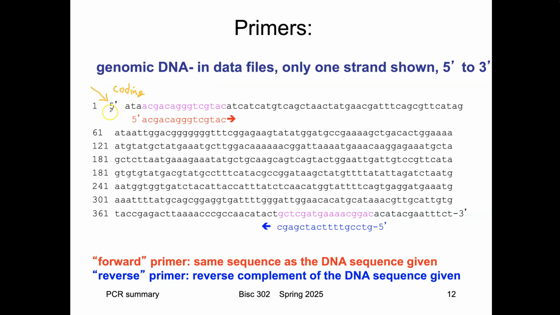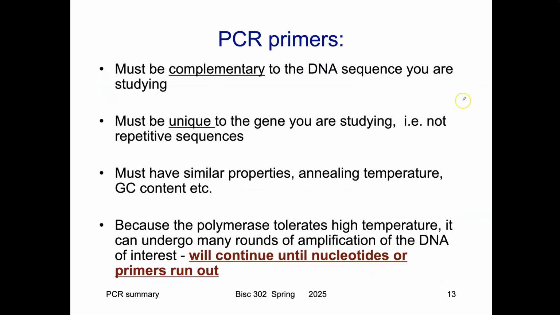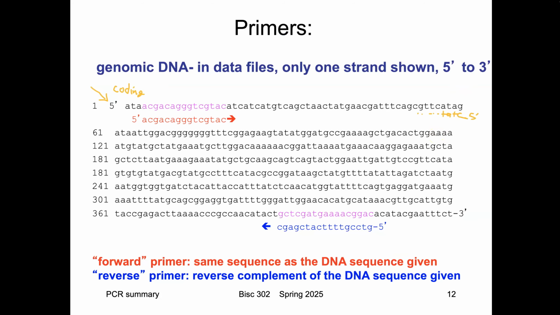Now DNA is double-stranded, so that means the other strand is present, and it's going to run 5' to 3'. It's going to be the reverse complement of the DNA. So when they give you one strand, you already know what the other one is going to be. It's going to be the complementary sequence with the opposite polarity.